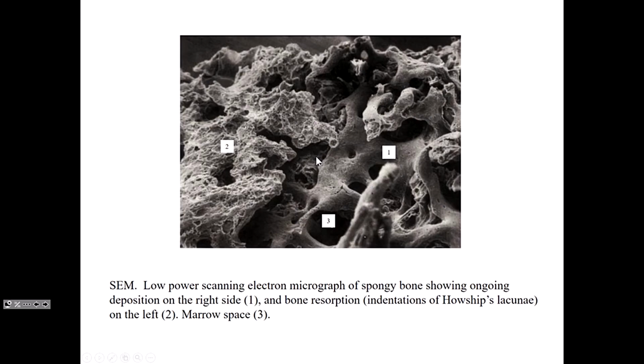This is a low power view of the same sort of thing. Okay, we can see some spongy bone. We can see areas where there's bone deposition, marrow cavity, and this is where we had some Howship's lacunae, chewing up some bone via an osteoclast, presumably. Any questions?